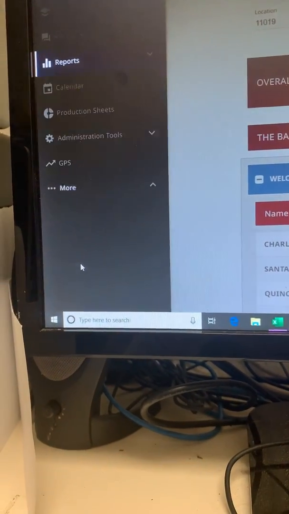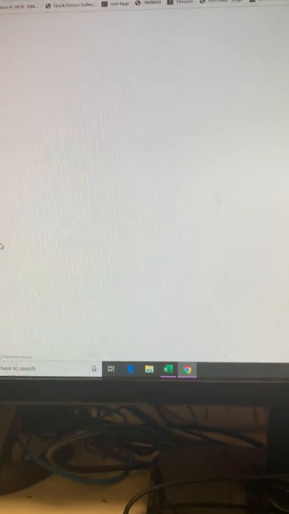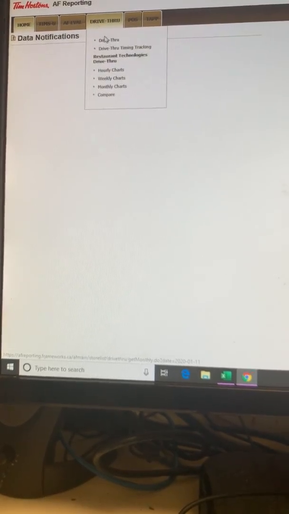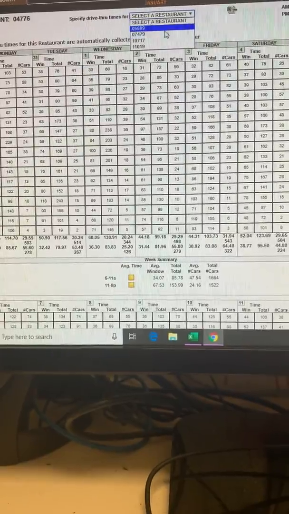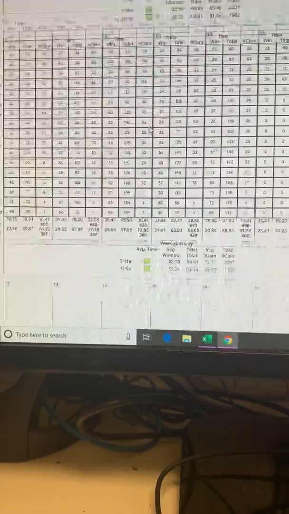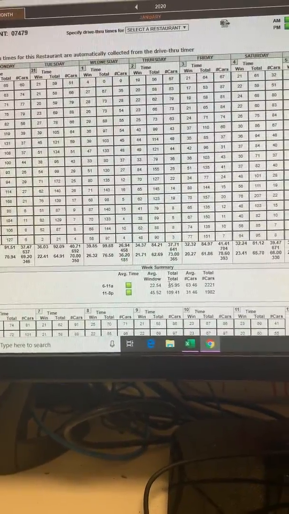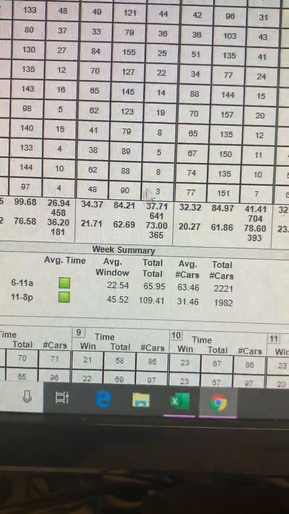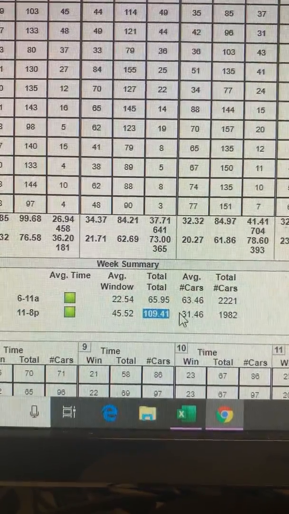Okay, so to find out your timers, we're going to go into more. We're going to go into AF reporting. Once this brings it up, go up into drive-through and then click drive-through. Okay, I'm going to show you my timers. Okay, so for last week, you can find your morning average here, and you can find your afternoon average here.